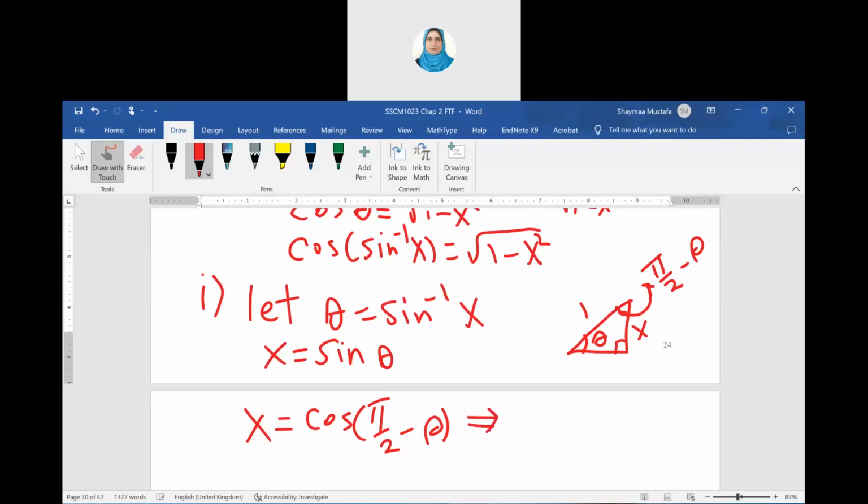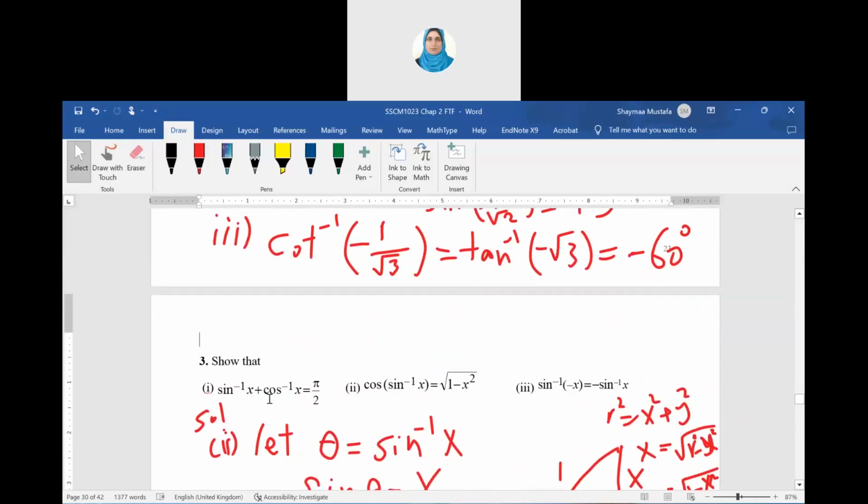This means that cos inverse x is equal to pi over 2 minus theta. If x is equal to cos of pi over 2 minus theta, what can we understand from this? We can understand that cos inverse x should be equal to pi over 2 minus theta.